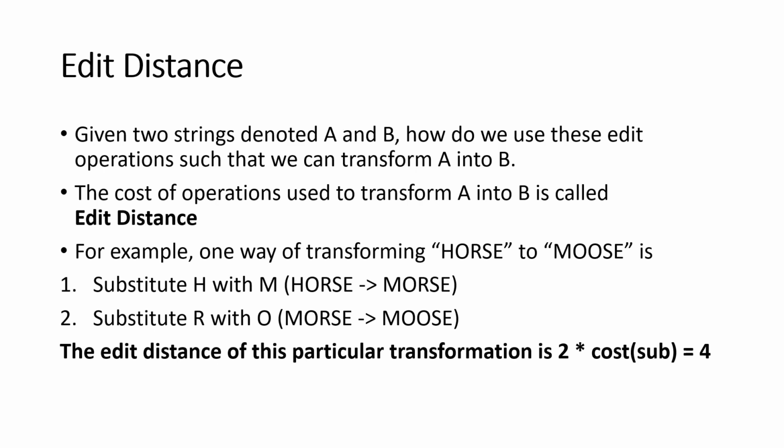So for example, we want to transform horse into the word moose. First we can start by substituting h with m, and horse will become morse. And after that, in morse we will substitute r with o, then morse will become moose, and there we get our word moose. You can see that two substitutions happen, and therefore the edit distance for this transformation is 2 times the cost of the substitution, which is 2, and therefore the answer is 4.